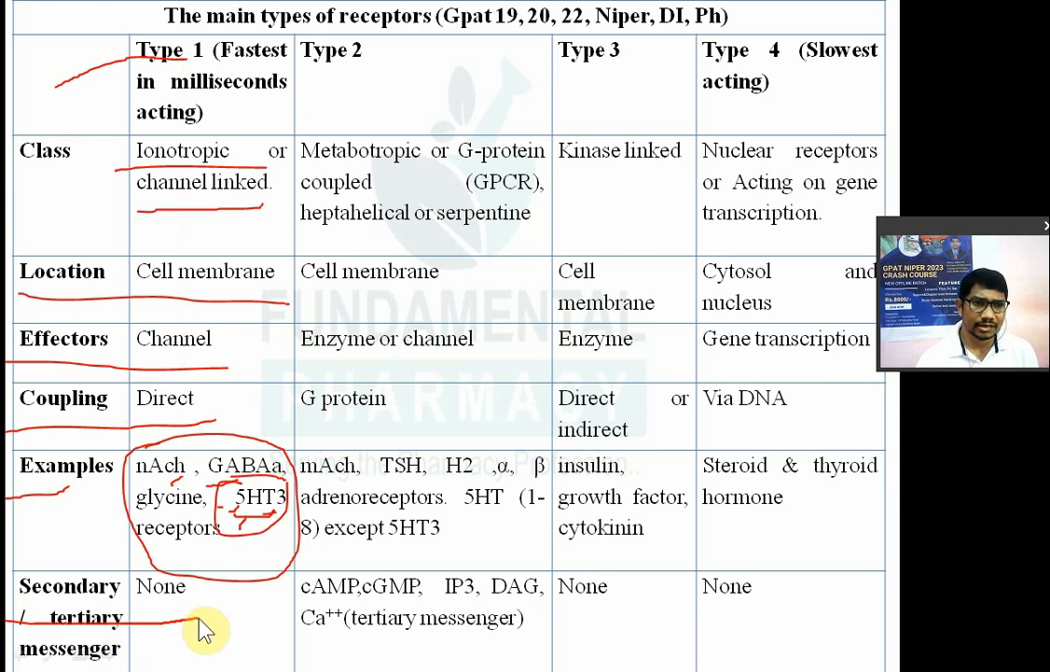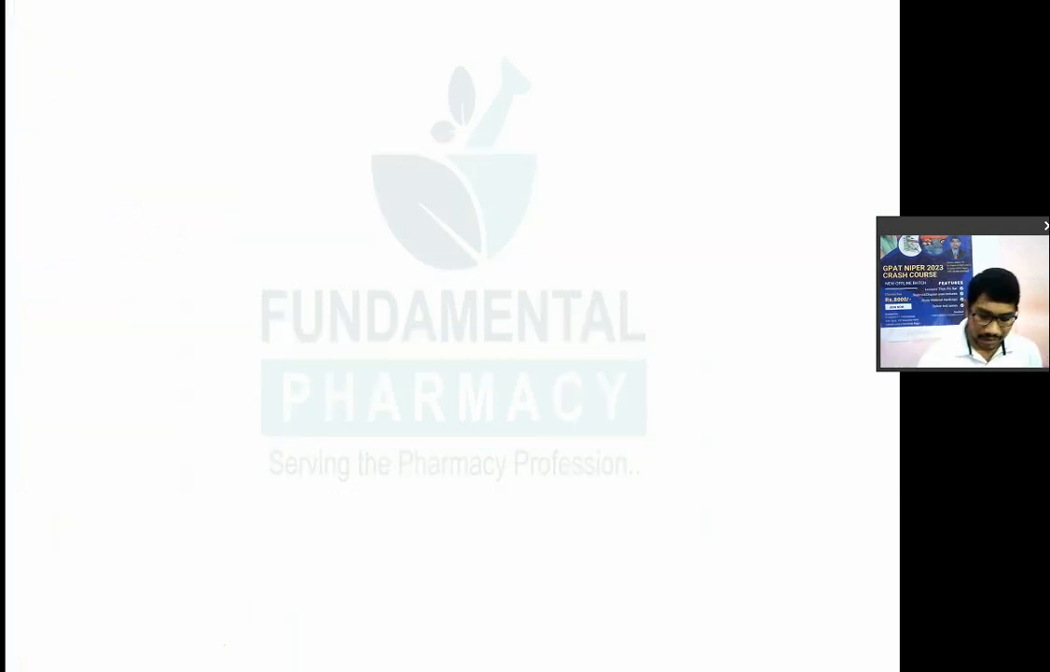Is there any secondary messenger? No. So okay, revise the ion channel receptor first. They are ion channel receptors, also known as ionotropic receptors, also known as ligand gated ion channels or type 1 receptor.